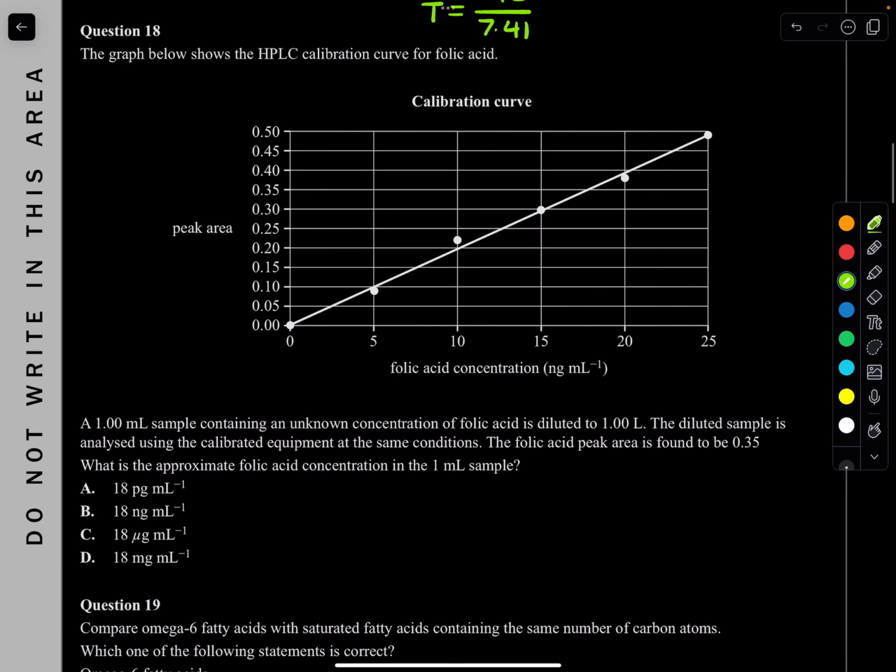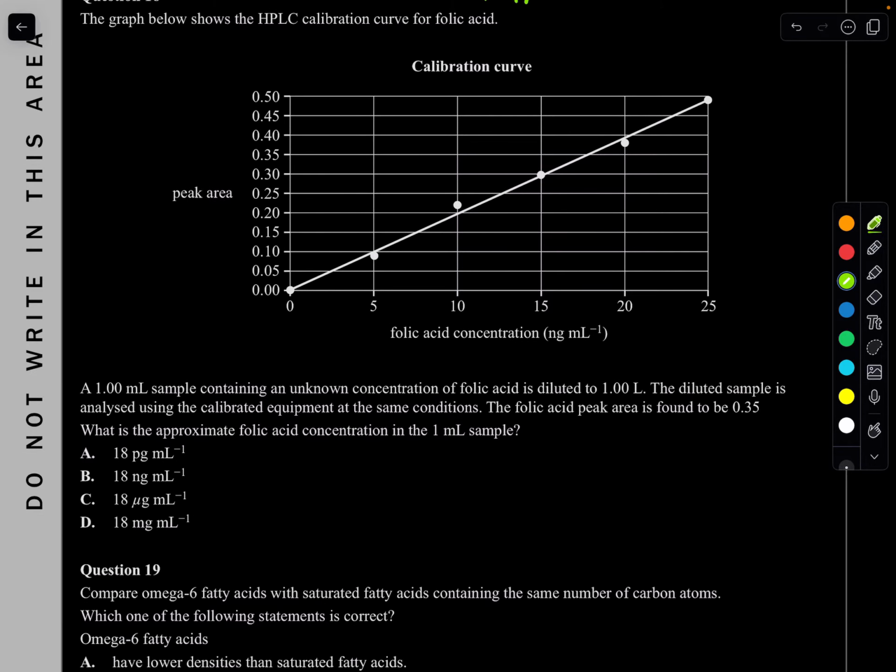Question 18. The graph below shows a HPLC calibration curve for folic acid. A 1 milliliter sample containing an unknown concentration of folic acid is diluted. Okay, guys, we have a dilution factor. Remember, we have a 1 milliliter sample and it was diluted to 1 liter. So from my memory, I'm straight away going to find the dilution factor. If we're going from 1 milliliter, which is 1.0 times 10 to the negative 3 liters, and we dilute it to 1 liter, what's the dilution factor?